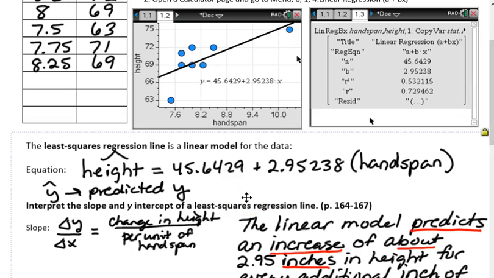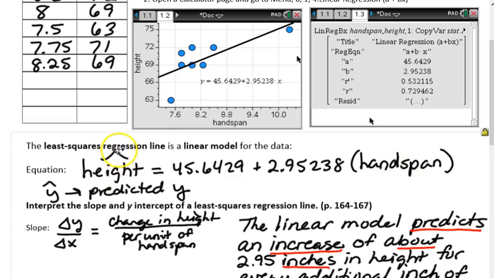AP Stats. So first of all, rather than identify x and y separately and then write the equation in x and y, although you can certainly do that, you can certainly say x equals hand span in inches and y equals height in inches. We can say height equals the y-intercept plus the slope times hand span. Just actually put the words in the equation. So this is more the typical way you'll see it in statistics.